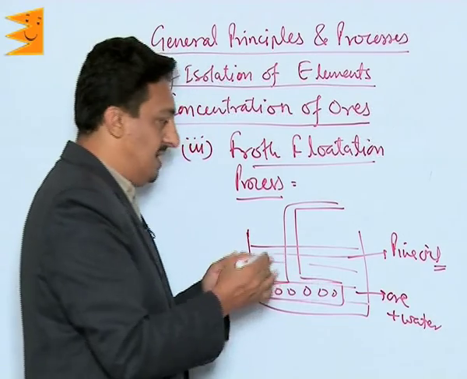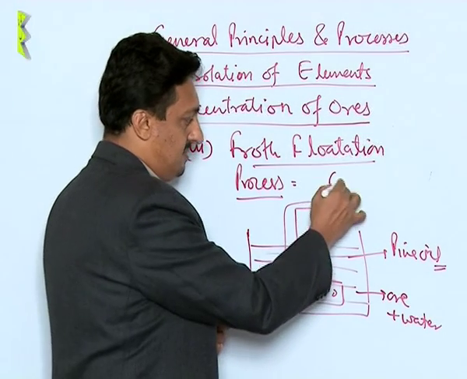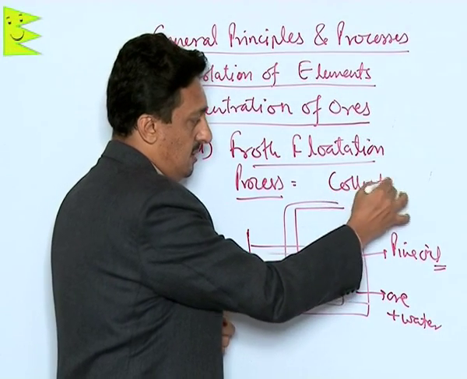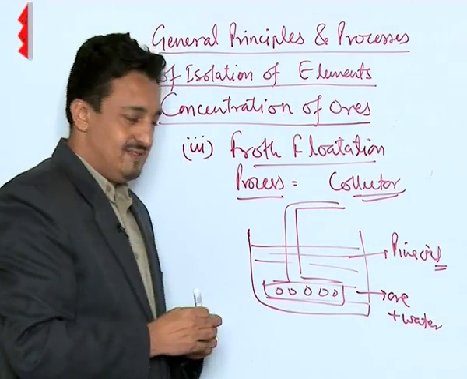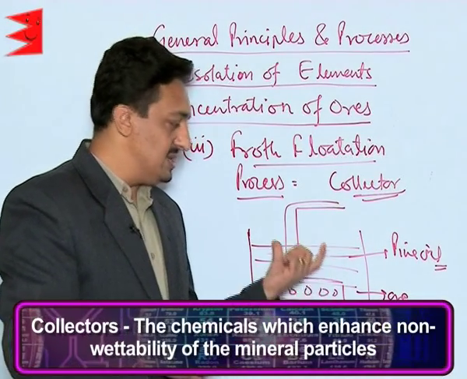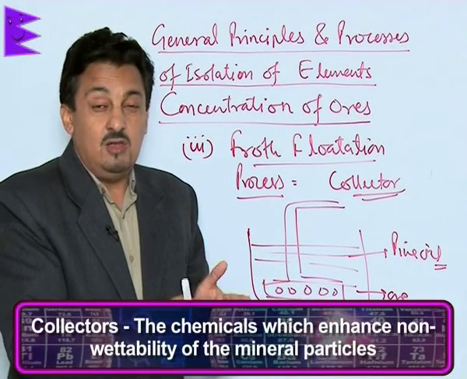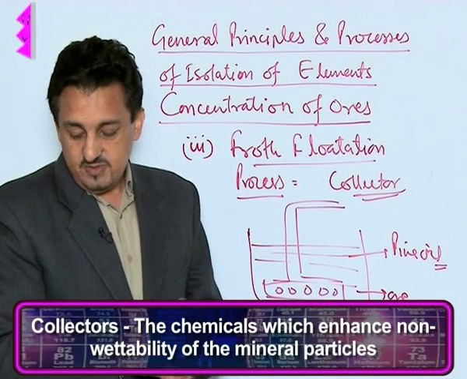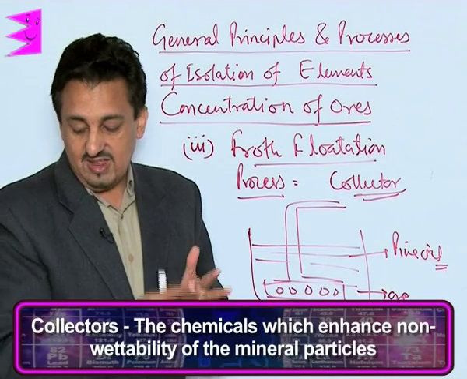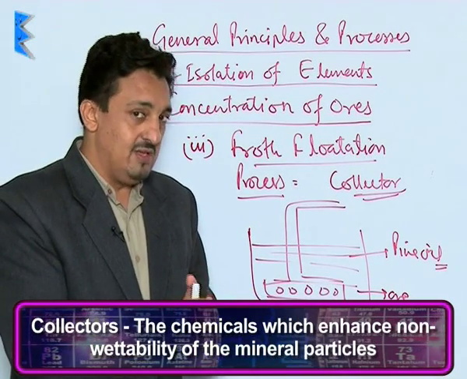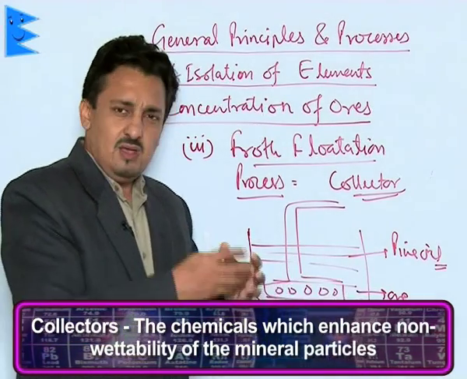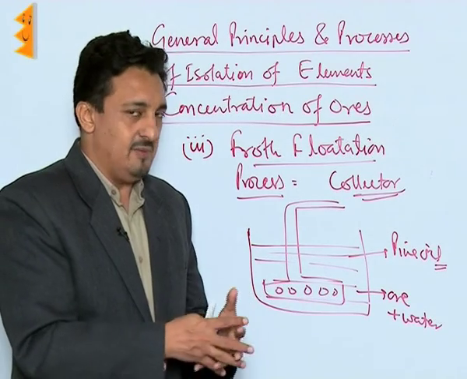Now, there are certain terms associated with this, like collector. What are collectors? These are the chemicals which are added in this process, which actually increase the non-wettability of a substance. So they mainly are the ones which enhance the non-wettability of the mineral. So pine oil, fatty acids, and xanthates are the common examples.